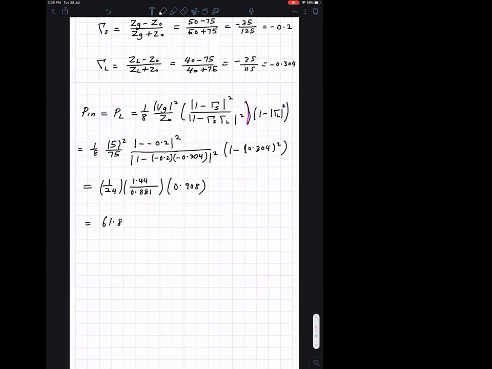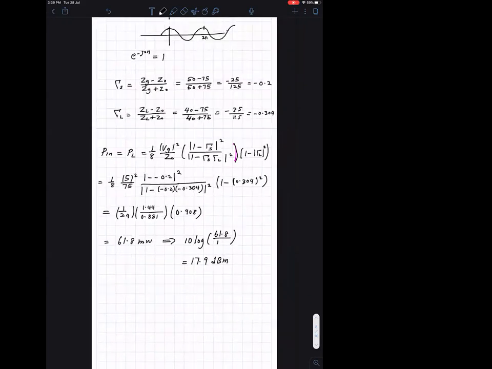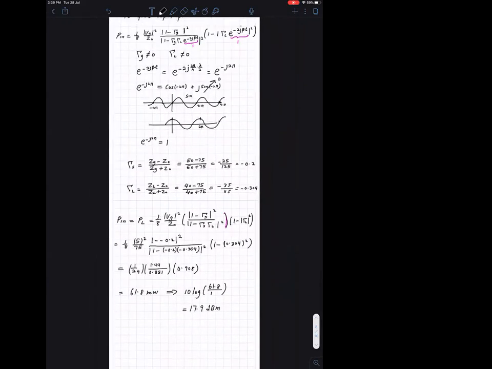61.8 milliwatt. If you convert this to dBm, it's going to be 10 log of 61.8 milliwatt divided by 1 milliwatt. So that's going to give you 17.9 dBm. Please check this formula. I mean, the procedure is correct.